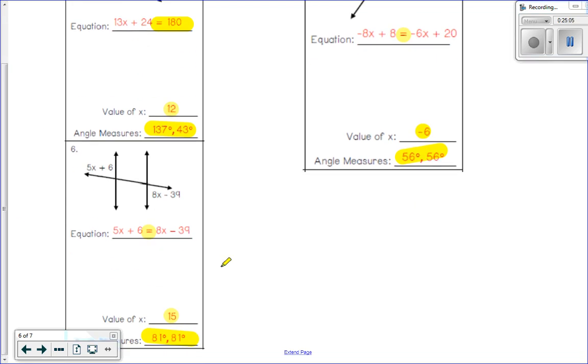Okay, number 6. These are alternate exterior angles. Alternate exterior angles are also congruent. So we're going to set the angles equal to each other. And when we solve for x, we get 15. And then substitute your x value in for one of the angle measures, and you get 81 degrees for both angles because they are congruent. Questions about 3, 5, or 6?